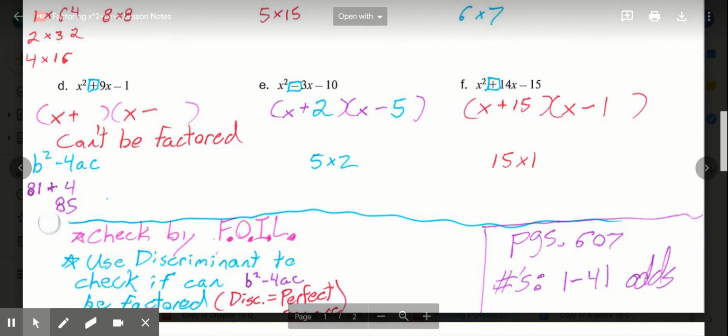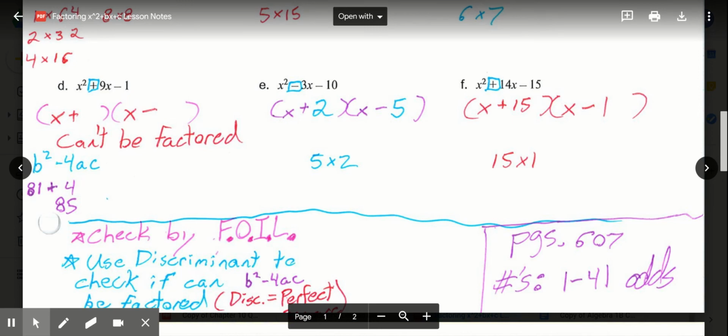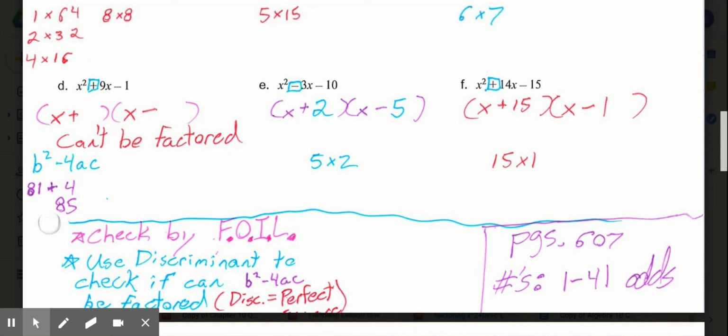In E, x squared minus 3x minus 10. So again, c is negative, so I have a plus and a minus. 2 and 5 multiply to be 10. 5 minus 2 gives me 3. And I need more negatives, so it's x minus 5.